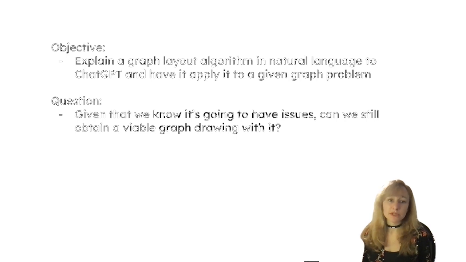So basically, my objectives were to explain a graph layout algorithm in natural language to ChatGPT and have it applied to a given graph problem. And the question I had was, given that we know it's going to have issues, can we still obtain a viable graph drawing with it?